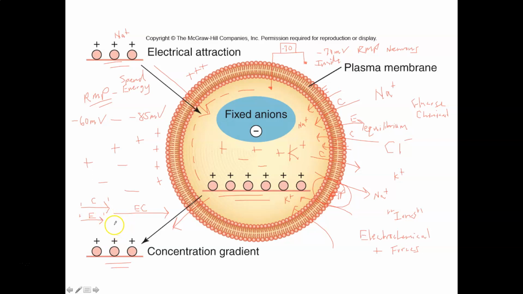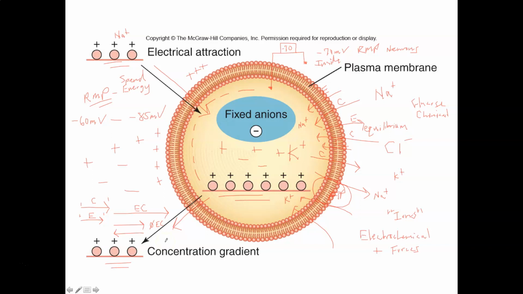What if chemical and electrical were equal and opposite to each other? Well, then they would cancel each other out and you would have no electrochemical driving force. They would cancel each other out. You would essentially be at equilibrium.